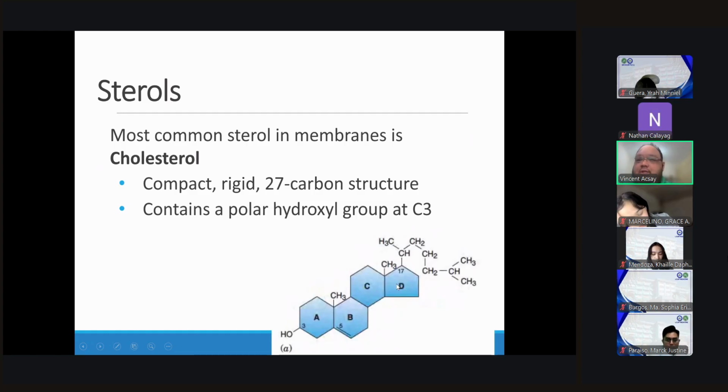Third, we shall check on sterols. The most common sterol in membranes for animals is cholesterol. As we see here, cholesterol is a compact, rigid 27 carbon structure, contains an 8 carbon tail attached to carbon 17, and more importantly, a polar hydroxyl group at C3.